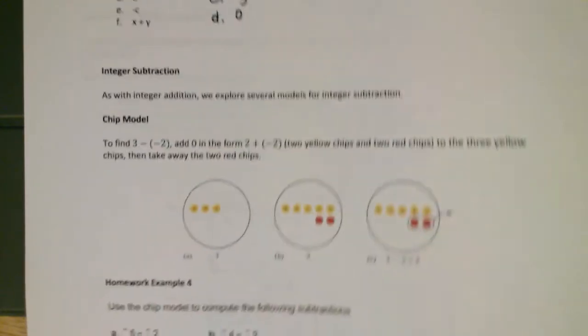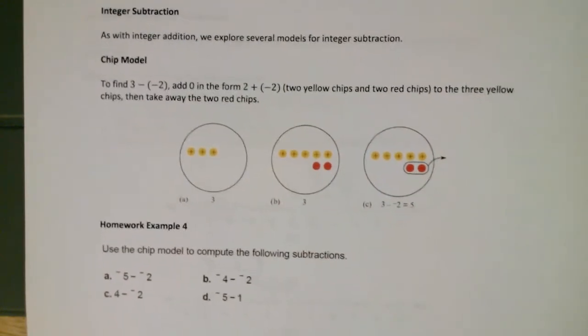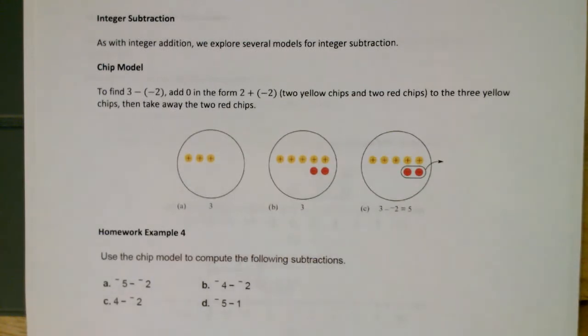All right, now let's look at integer subtraction. As with integer addition, we explore several models for integer subtraction. One of them, of course, would be the chip model. So to find 3 minus a negative 2, we add 0 in the form of 2 plus negative 2, that's 2 yellow chips and 2 red chips, to the 3 yellow chips, and then take away the 2 red chips.